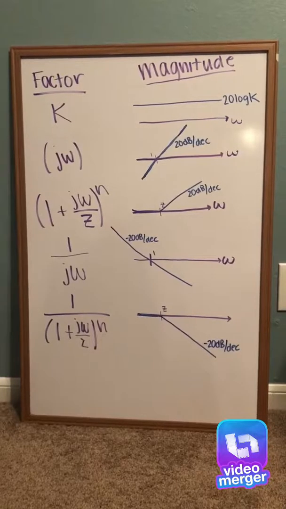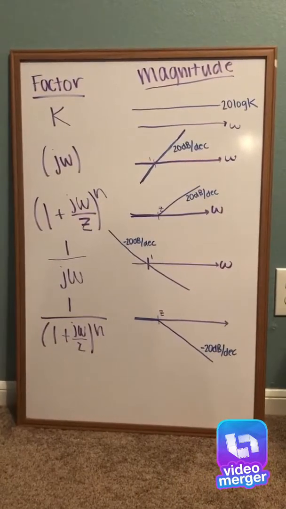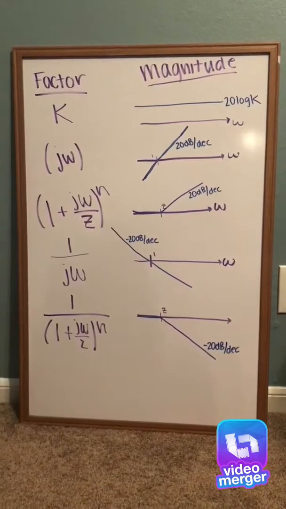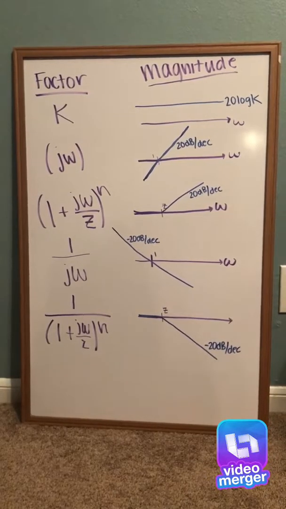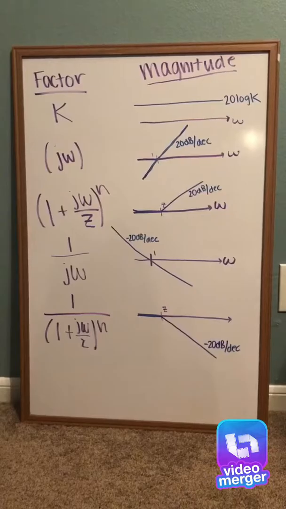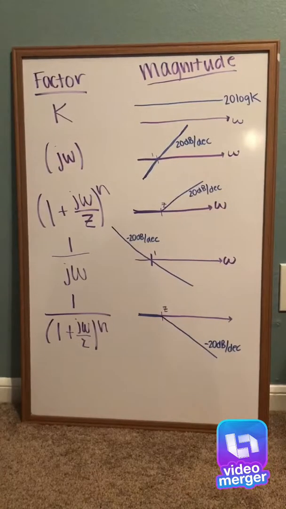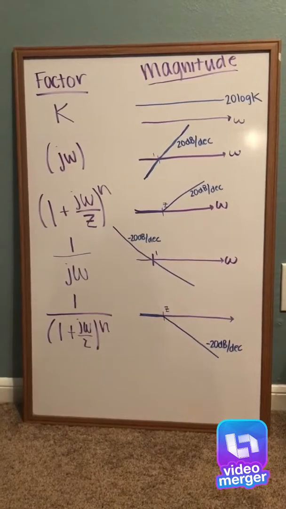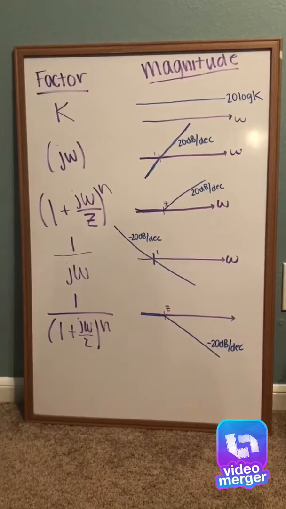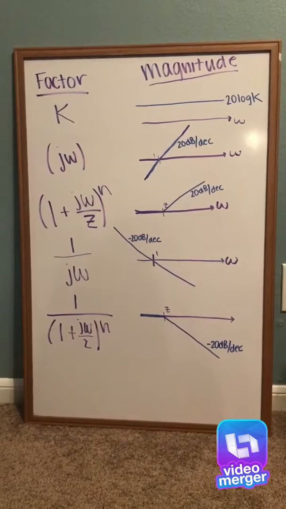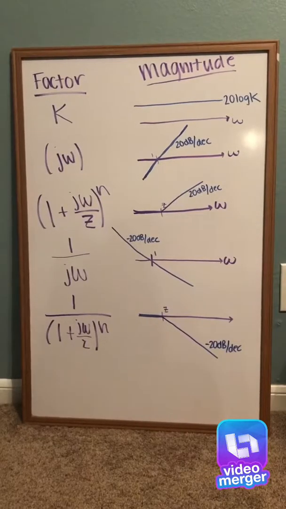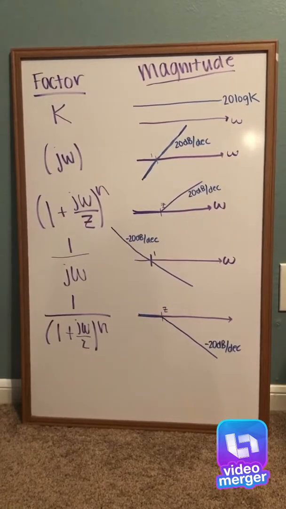Here is a table detailing the 5 most common factors seen after converting H of omega to the standard form. A common factor, k, is depicted as a straight line at 20 log of k. A zero at the origin is seen as a line with a slope of 20 decibels per decade that passes through 1. A simple zero is graphed such that the line is 0 until it reaches its value z, and then rises with a slope of 20 decibels per decade.